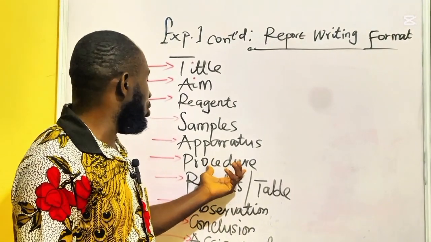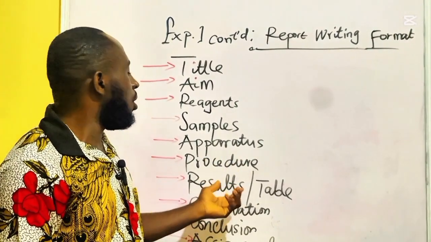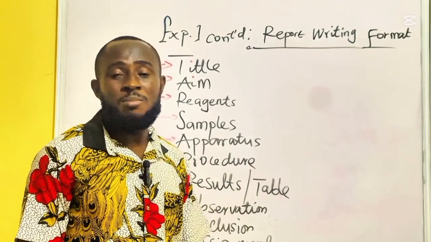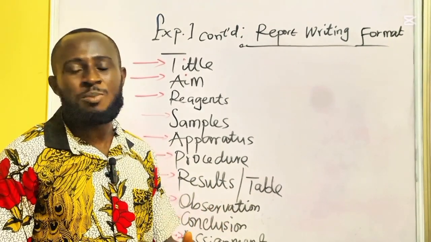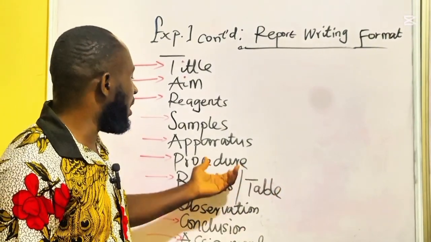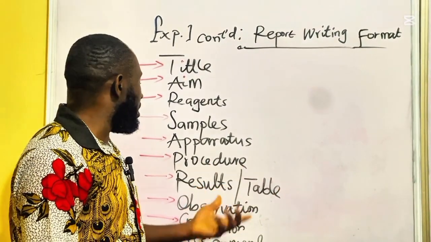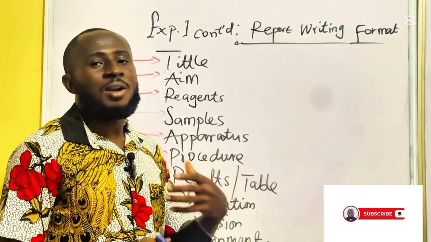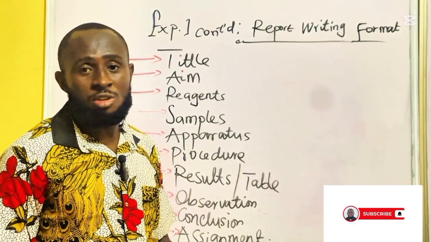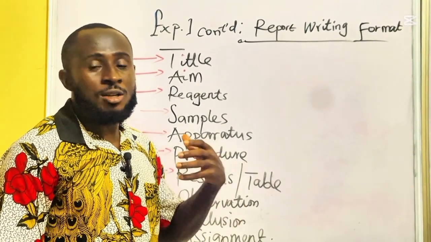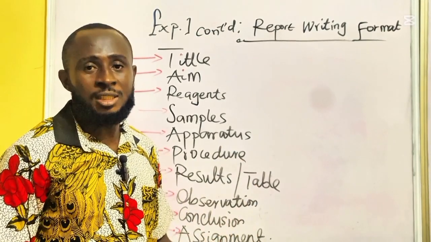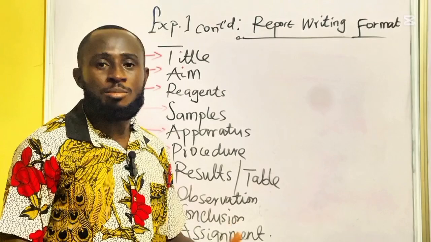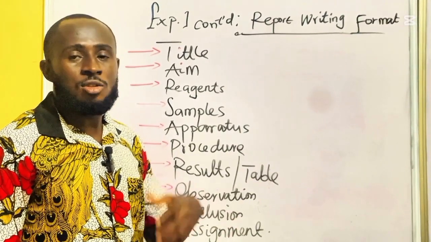Next one is procedure. I will talk on procedure because there are ways on how to report your experiment. It must be in reported speech. I will do a video on that shortly. The next thing is results or table. Now, after you have carried out your experiment, you must present your results. All right, this result can be in written form or in the form of a table. Most times, results are presented as tables, or you write your results.